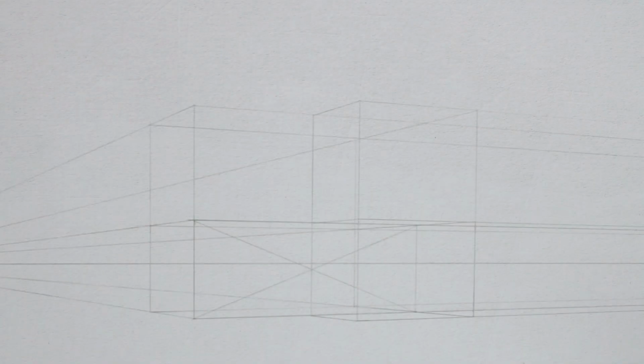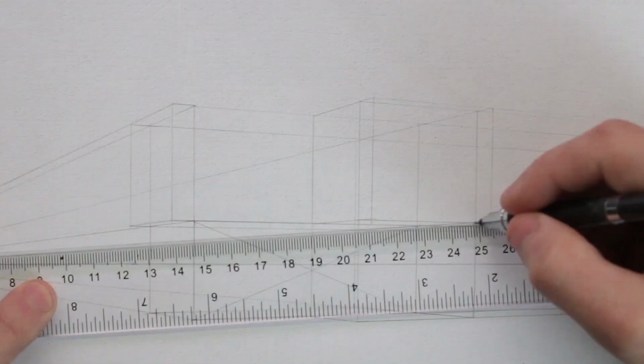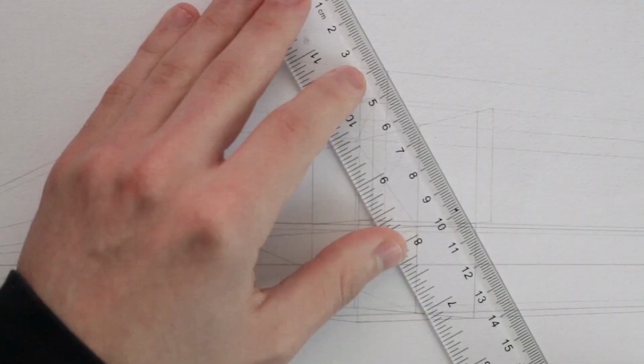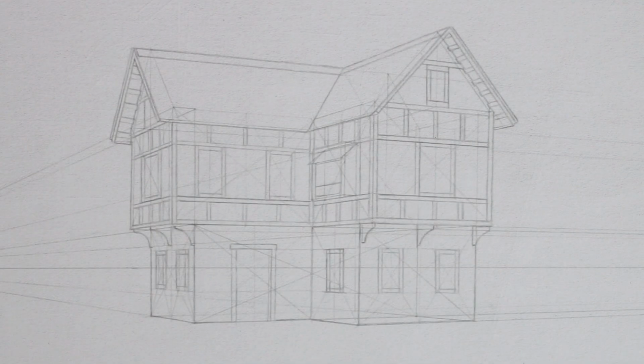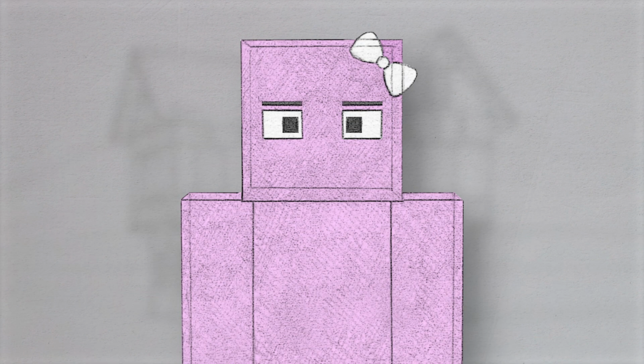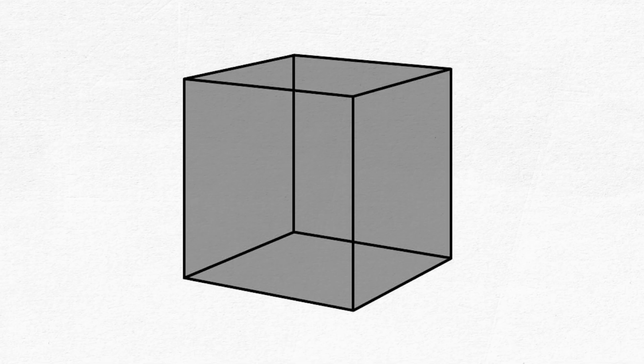Now, if you've watched any of my other videos, you've likely seen me start a drawing by constructing a series of boxes and blocking out the subject. It's the best way to accurately place an object in perspective before adding any details. It all starts with a box. Yeah, I guess it does.